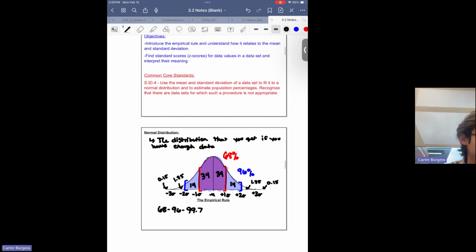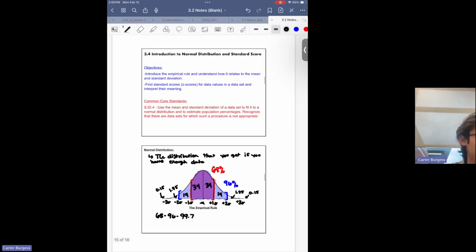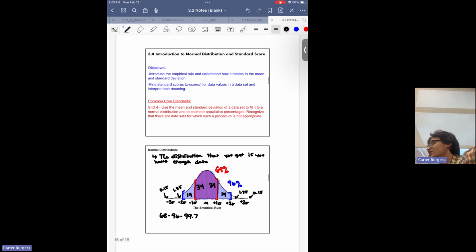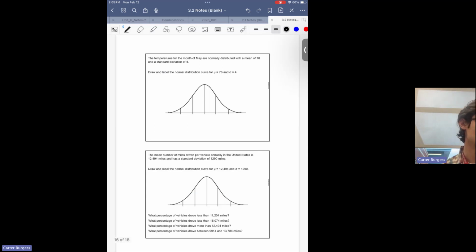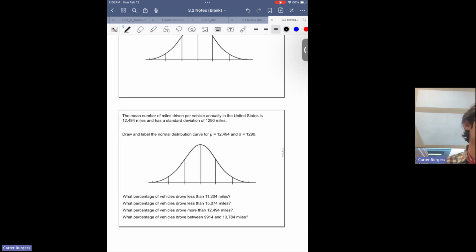All right. So let's take a look at how we have this very generic setup. Let's actually take this and convert it into something a little bit more specific. Like let's put some actual numbers to this. So looking at our second example here, we are asked to draw and label the normal distribution given a particular value of mu and a particular standard deviation.